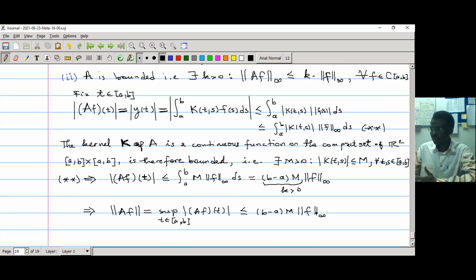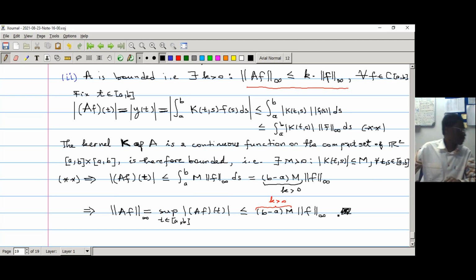So you see, this is what I indicated above, that this is what we want to show. We have the infinity norm of F here, and whatever constant multiplies it is our k, which is positive. And this completes the proof. That's what we wanted to prove. So the proof is complete.